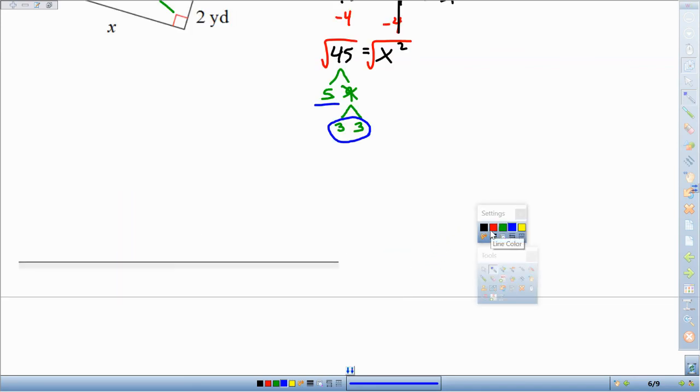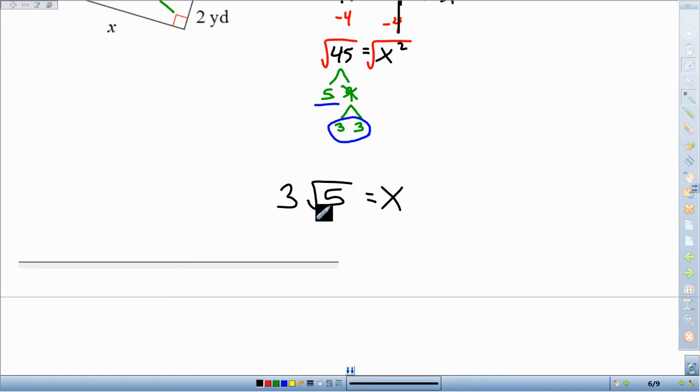Here's why we're doing this. This pair of 3s means a 3 comes out of the radical. Just one 3, not two of them. A pair of 3s means a single 3 comes out. Whatever doesn't pair up stays inside the radical sign. So that 5 is going to stay inside. And that's actually my answer. 3 square root of 5 is the same thing as the square root of 45. It's just a simplified form of the radical. I'm going to flip it around, so x equals 3 square root of 5, and technically yards.